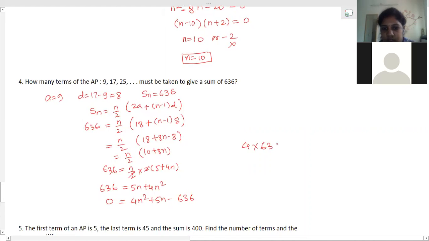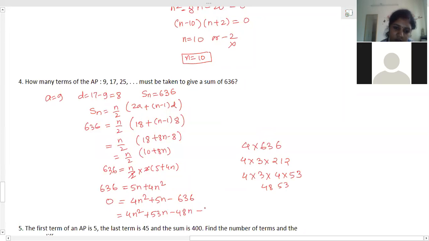4 into 636 is the product needed and the difference is 5. 4 into 3 into 2, 1, 2. 53 and 4, 40... 48 and this is 53, right? 4n square plus 53n minus 48n minus 636. Simplify this. You get 4n square minus 48, that means 6, 12. 12 is the answer. n is 12.